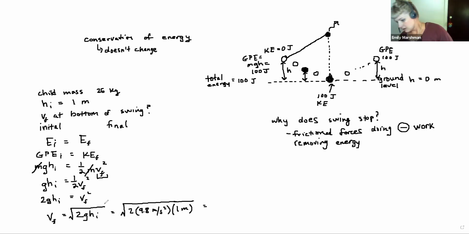So what is the value of this? Calculator. 4.4 meters per second.